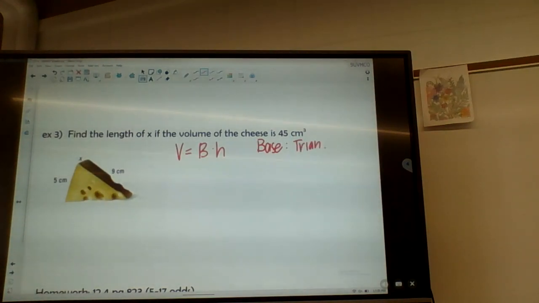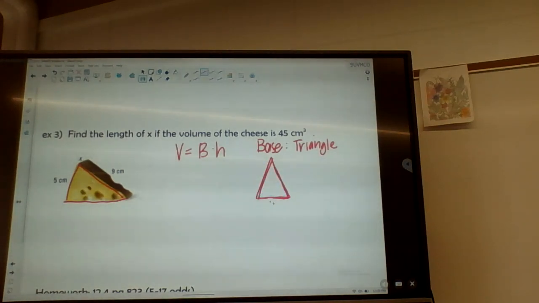The reason it can't be a rectangle is because remember bases are always parallel. And so the parallel bases will be like the top of that slice. So the cheese is positioned in a way that it's not set on its base. The base is this triangle, where they tell me 5 and 9. But if we want the area of this triangle, I don't currently know the height, so I'm going to have to find the height of our triangle.